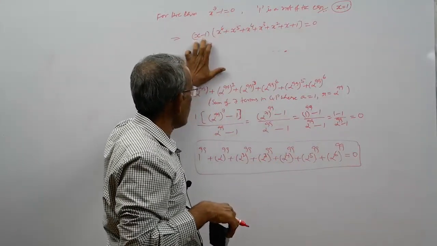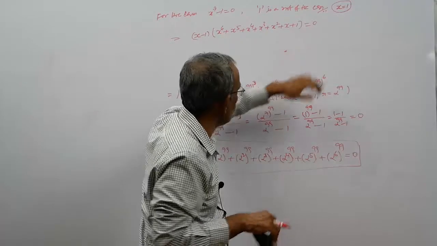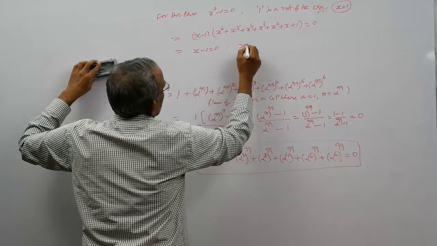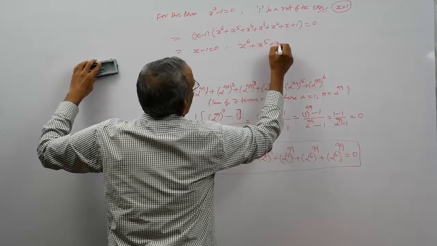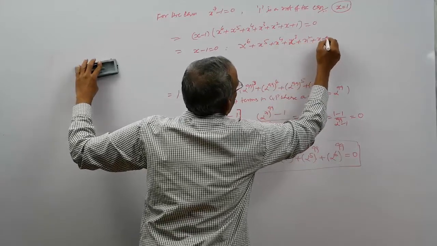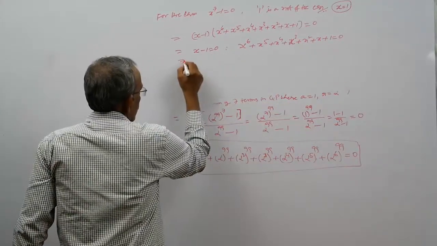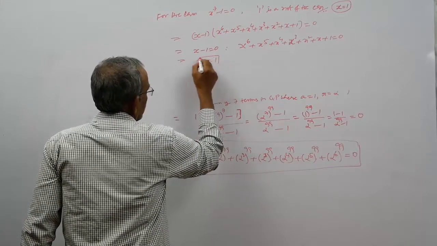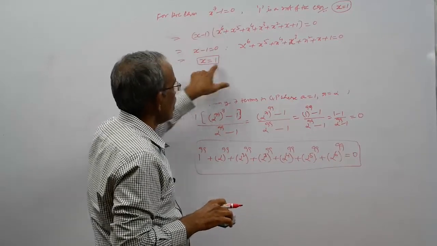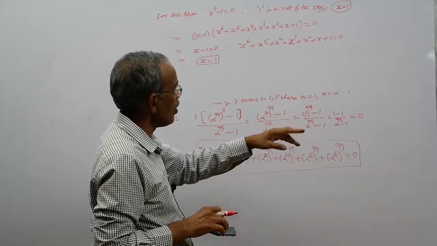When x minus 1 is a factor, the other factor is x power 6 plus x power 5 plus x power 4 plus x cube plus x square plus x plus 1 equal to 0. That implies x minus 1 equal to 0, or x to the power of 6 plus x to the power of 5 plus x to the power of 4 plus x cube plus x square plus x plus 1 equal to 0. So x minus 1 equal to 0 means x is equal to 1. We know that this equation has 7 roots. One root is 1. The remaining roots are alpha, alpha square, alpha cube, alpha to the power of 4, alpha to the power of 5, alpha to the power of 6.